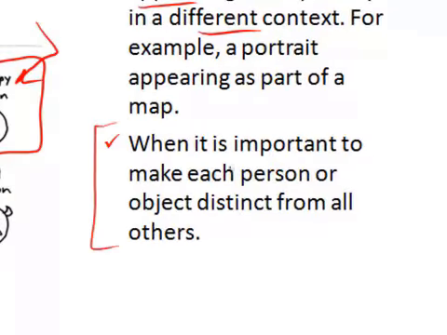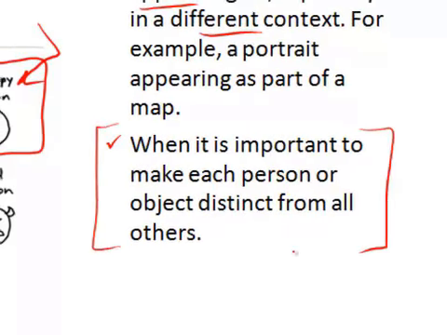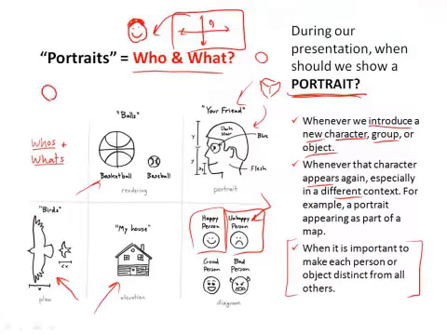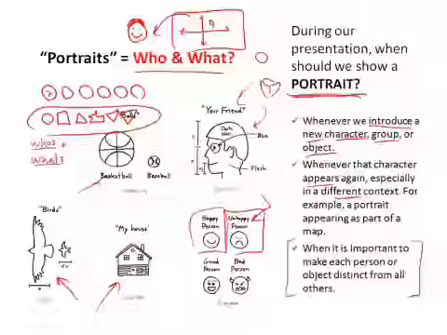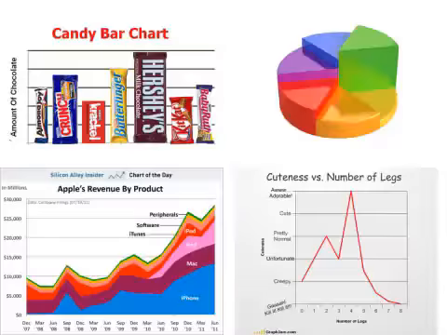Or I use a portrait when it is very important to make sure that each person or object is distinct from all the others. Listen, if I'm going to give you a presentation and it is about these 6 things and they're all identical, I only need to make one portrait. But if those 6 things are different, then showing that with a portrait is important. So that's enough about portraits. Let's talk about picture type number 2, working our way around the pie, which was a chart.